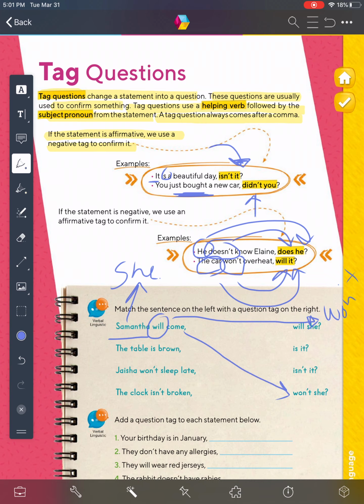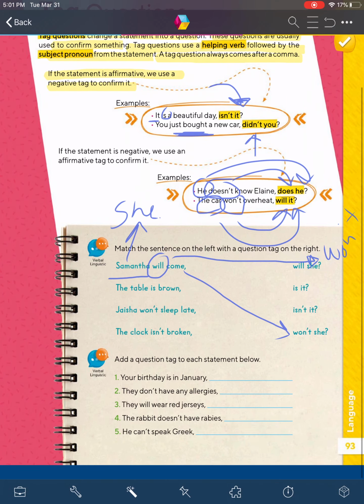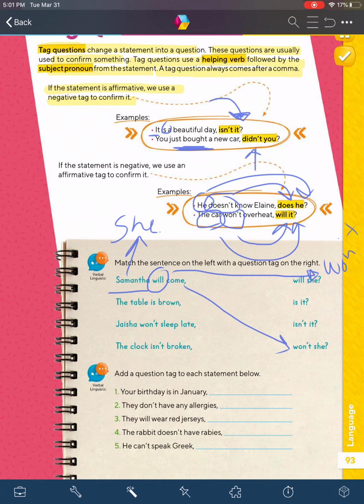So you have to do the same with the next sentences. Identify the verb and change it to the opposite form. If it's negative, make it affirmative. If it's affirmative, make it negative. Find the subject in the sentence and use the subject pronoun for that subject. Now, on the next exercise, you have to add the question tag to each statement. That means you don't have options now. You have to build your own question tags.